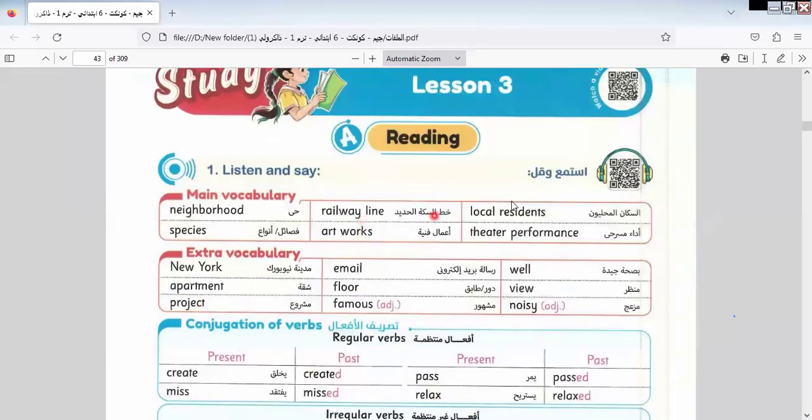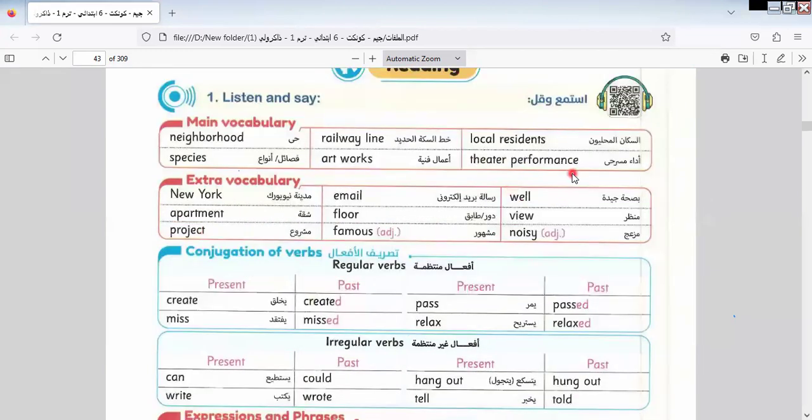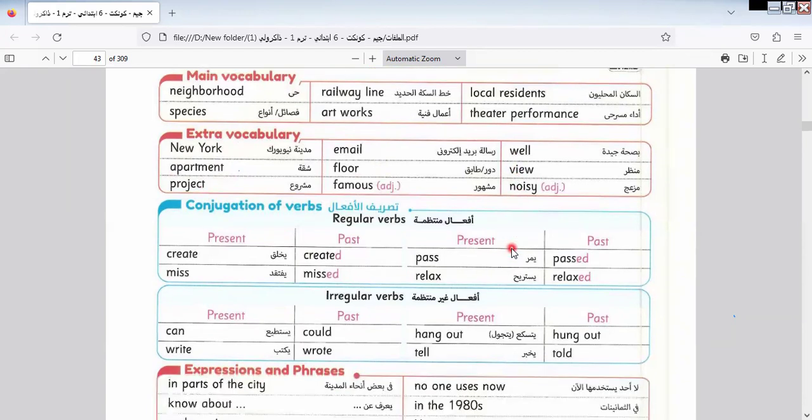Here we have some vocab in lesson 3. Main vocab: we have neighborhood, spices, railway line, artworks, local residents, meaning the local people who live in this neighborhood. Okay, this is called local residents. Spices, artworks, theater performance. Here we have extra vocab like New York, apartment, project, email, floor, famous, view, noisy.